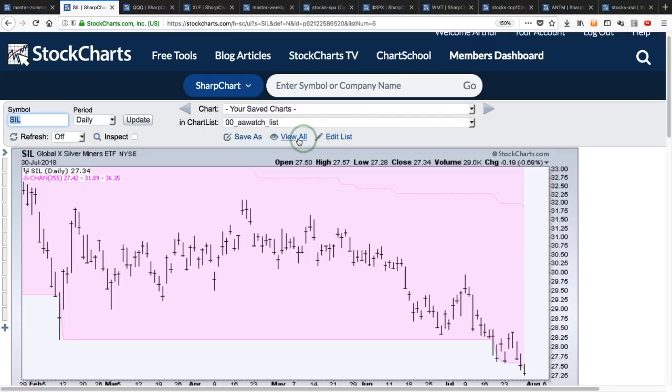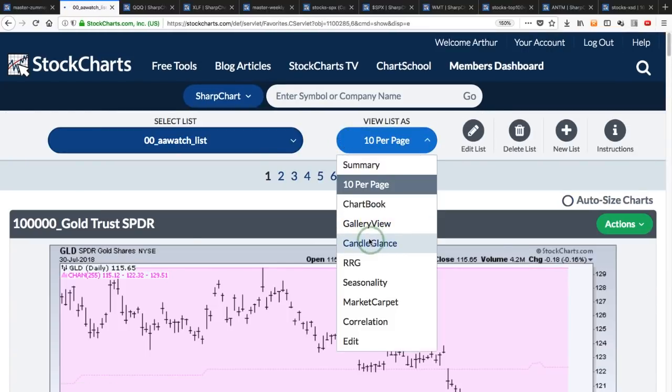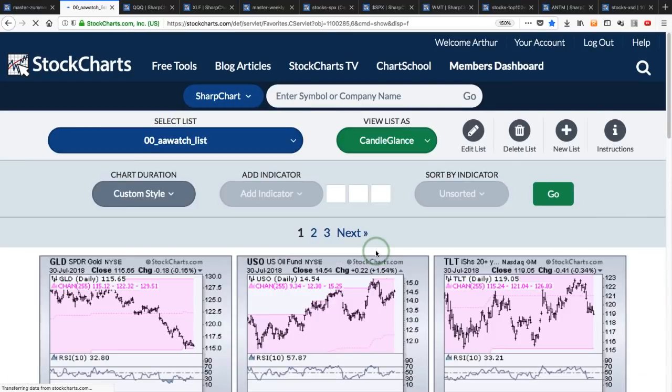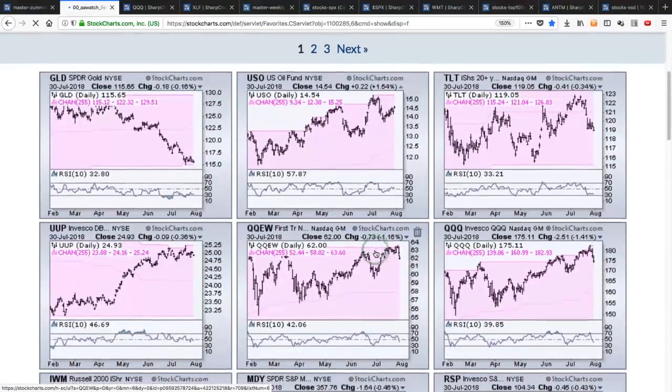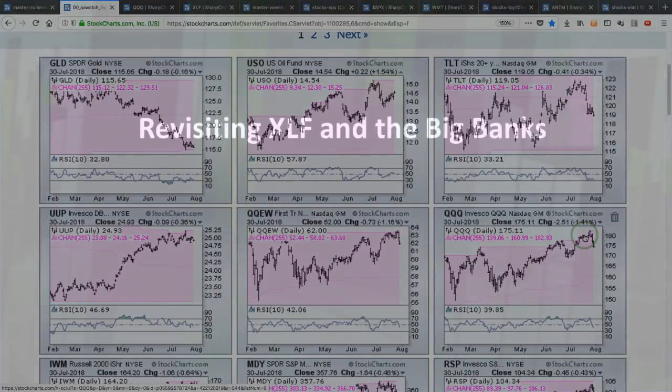All right, so when I do that, now all the CandleGlance charts that I see will have this chart style applied. So I'm going to go View All again, and I'll go to CandleGlance. And there you can see I've got the price channel in pink, and you can see gold made a 52-week low, a 255-day low. We can see oil is making 255-day highs, a long-term uptrend there. And we can see QQQ making 52-week highs as well. So it's a quick way to see where the 52-week highs and lows are, the strong uptrends, the strong downtrends.